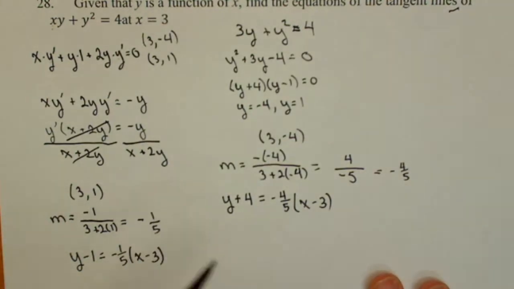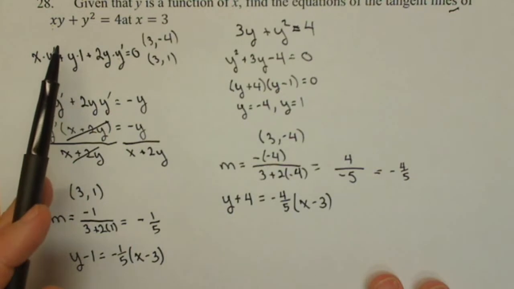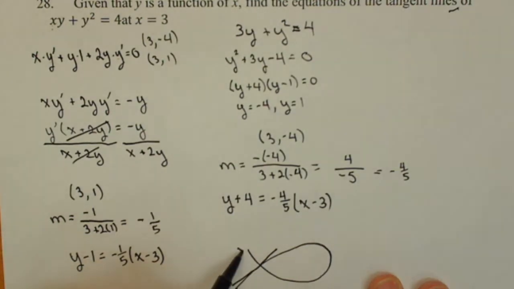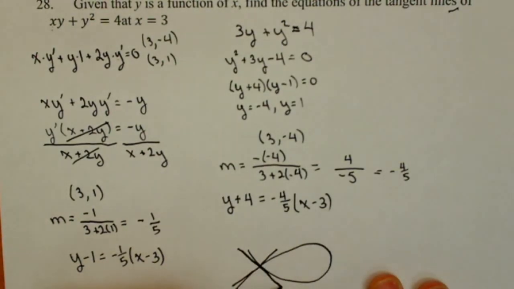Now, maybe you're asking yourself, well, how can a function have two different tangent lines at the same point? Well, the thing about implicitly defined functions is they can curve over themselves. So at one point, you could have two different tangent lines with two different slopes.